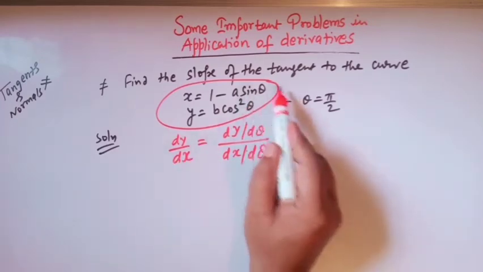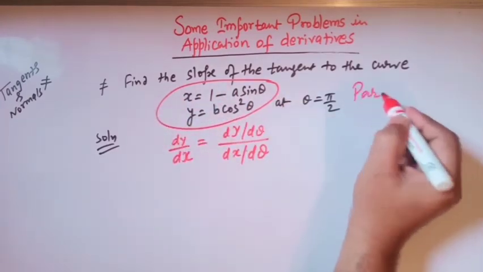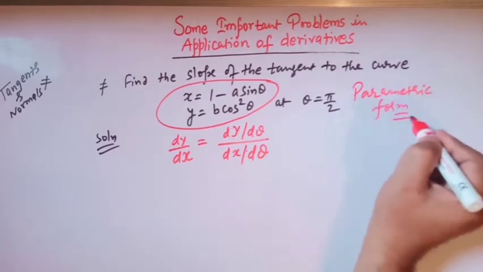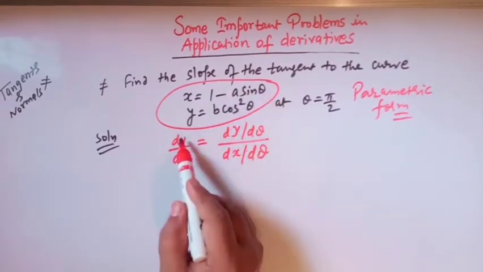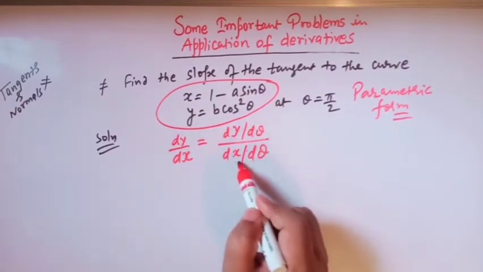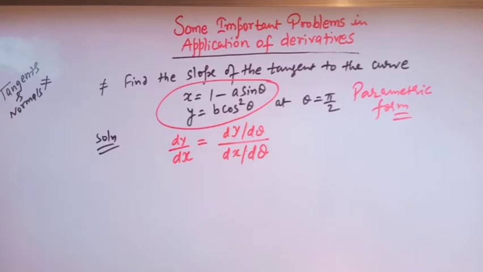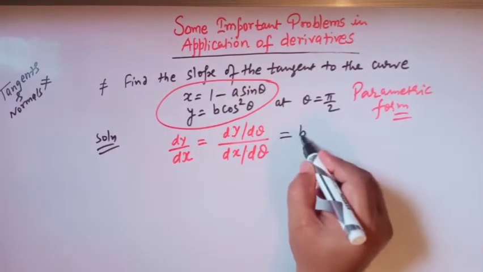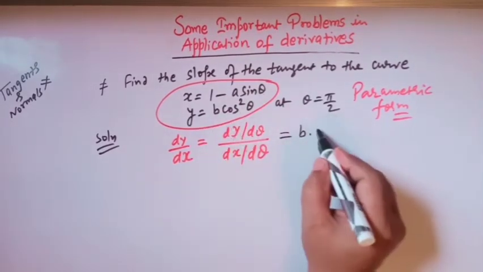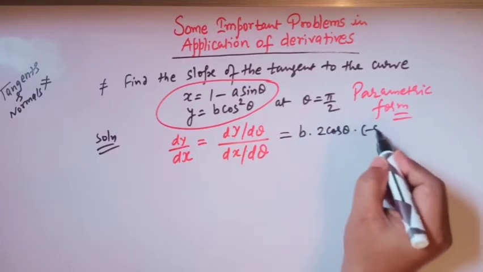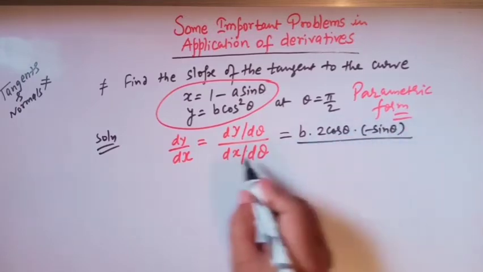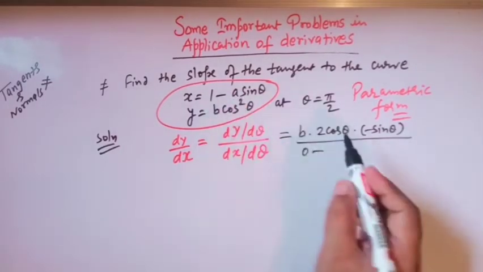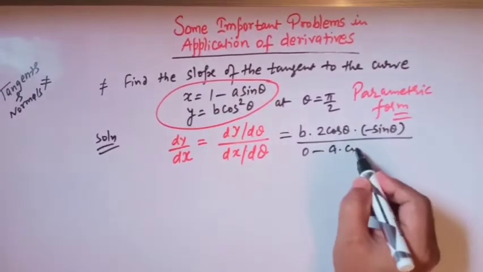So here the equations are given in parametric form. So in parametric form we have the parameter theta, so dy over dx is dy by d theta divided by dx over d theta, right? So now what is dy by d theta? Dy by d theta is b. We'll differentiate it, so we have 2 cos theta and then we have minus sine theta, right? Now divided by dx over d theta, which is 0 minus, the derivative of 1 is 0, so we have minus a, derivative of sine theta is cos theta, right?